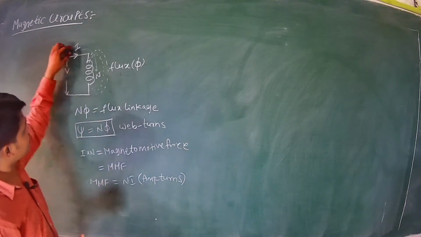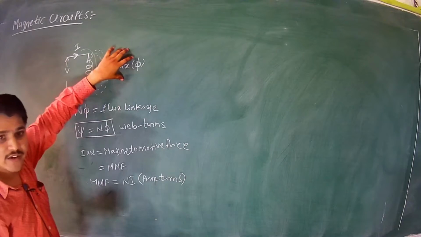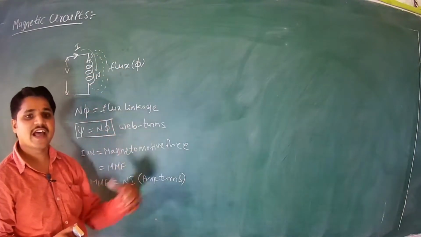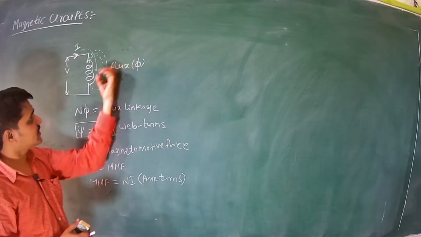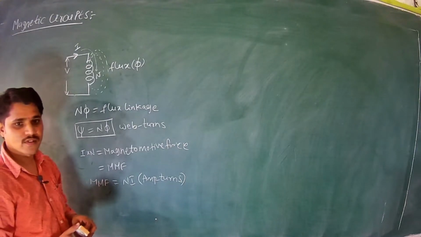That means this MMF, the current flowing through the number of turns, is responsible for producing the magnetic flux field. So this is called an electromagnet. I mean this coil behaves as an electromagnet. Whenever this flux links with this coil, this is called flux linkage.